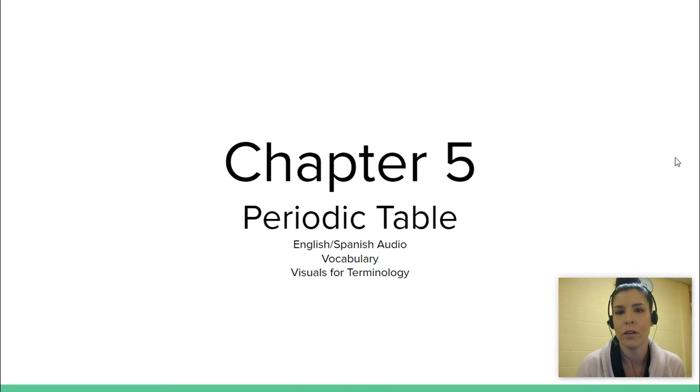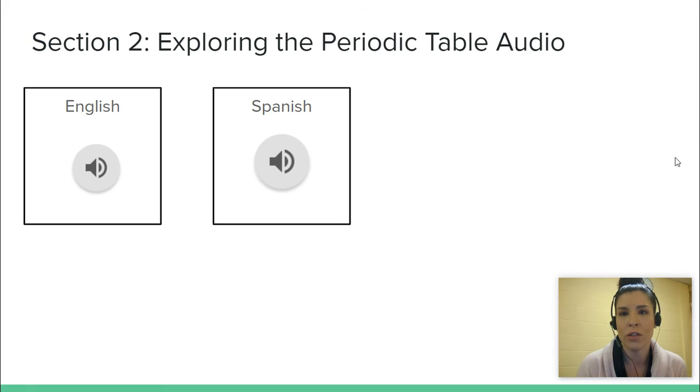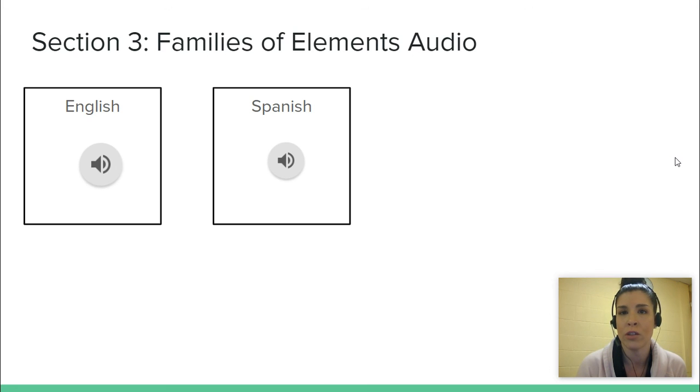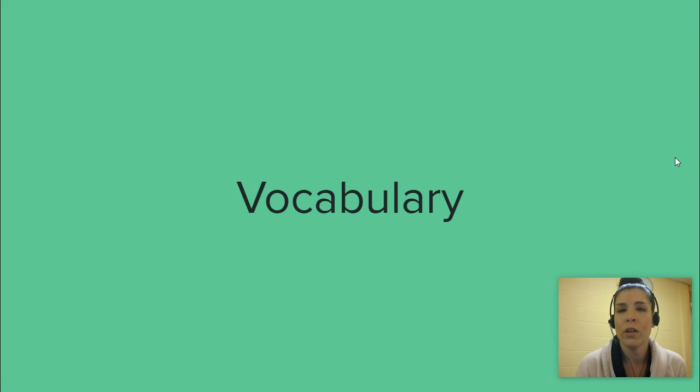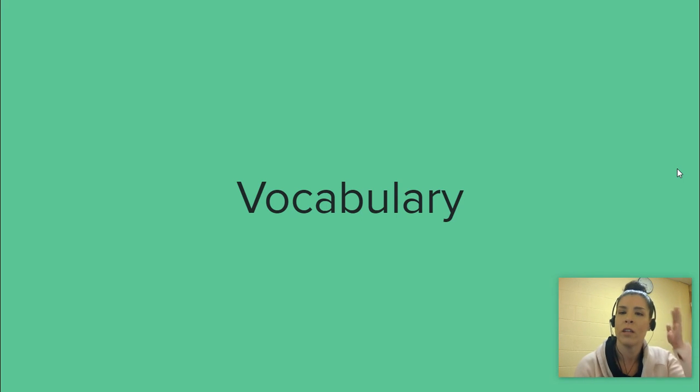All right, so here we go. So this is just showing you where the audio is. So you have your English and Spanish here for section 1, 2, and 3, which is also attached to the vocabulary, as I said, in the Google Classroom. So now we're just going into vocabulary. I'm not going to be explaining it because I don't have a background in this area. So I am just going to read through it so that you can hear it, okay?